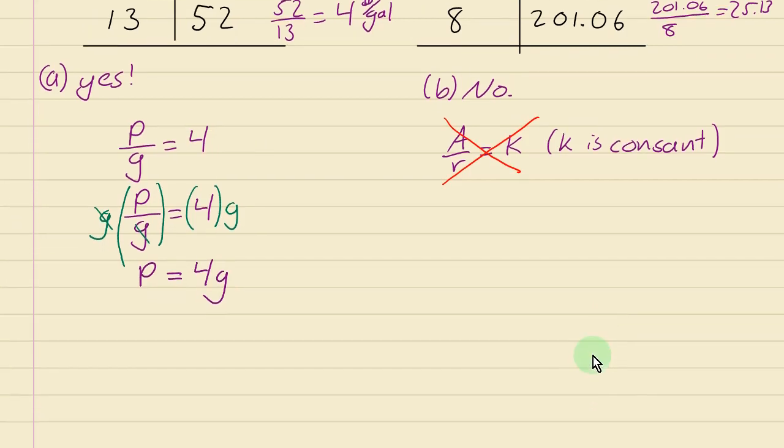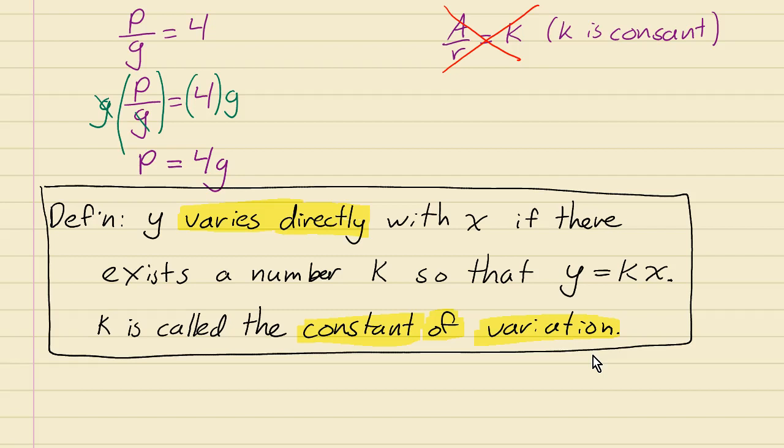And here is a definition of it. So this is the definition. We say y varies directly with x if there exists a number k, so that y equals kx. And that number k always has to be the same number. That's why it's called a constant. It doesn't change. And it's called the constant of variation. So x and y will vary directly with each other, and k needs to always be the same number. That's called a direct variation.